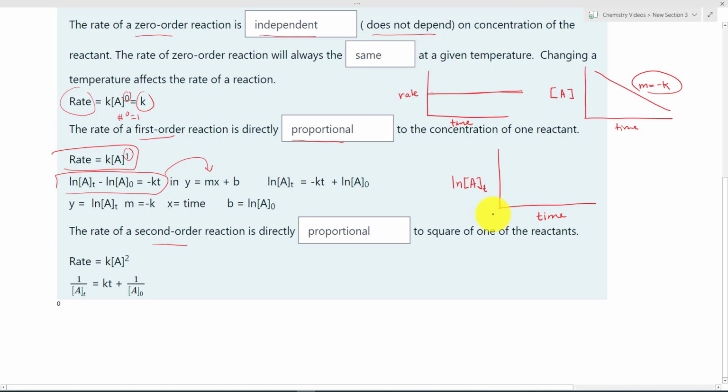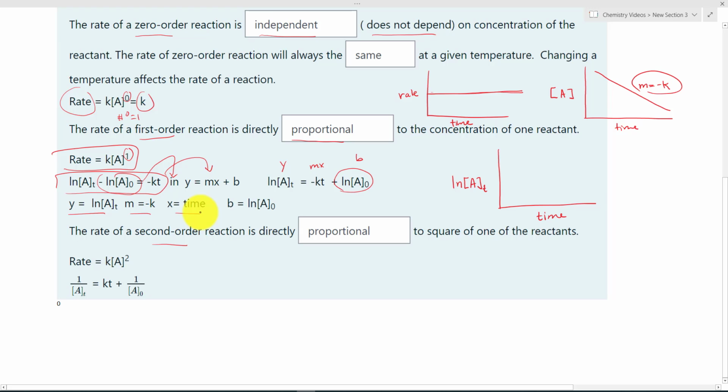T is again time. And what you notice is that we can bring this over here so that you can see right there. This is your b, this is your mx, and this is your y. So you can see that right there. I kind of labeled that for you.